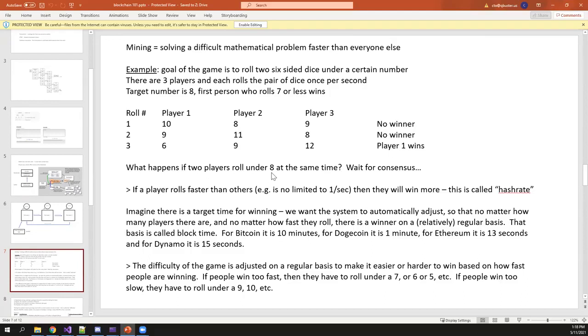Oh, player 1 rolls a 6, he rolls a 9 and a 12, player 1 wins, right? So on the third roll, player 1 wins. And what winning, quote unquote, means is you get the reward from the block that was mined. So when you're the winner, you get to assign yourself that reward.